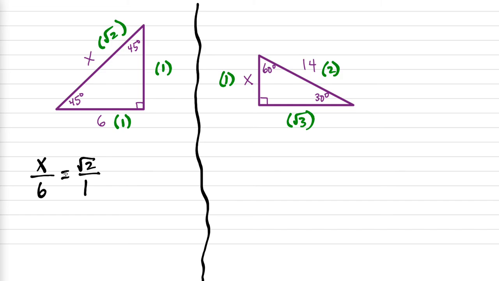It doesn't matter which one's on top, doesn't matter which one's on bottom. You could even write it as x over root 2 equals 6 over 1. It'll still work. You just have to line them up correct. How would you do it if you're given both sides? That's a good question. That's actually the next page. So this is how we do it if we're only given one side. So cross multiply, you get x times 1 equals 6 times root 2.